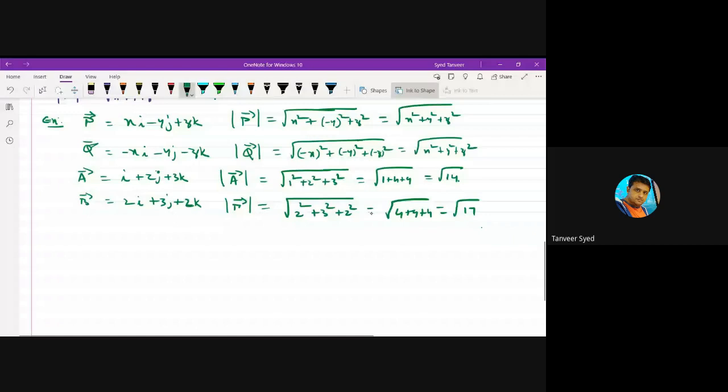So, magnitude of a vector, is this thing clear? Yes, sir. So that is 18, no, sir? You wrote 17. 8 plus 9, 17. It is 17 only, sir. Okay, sir.